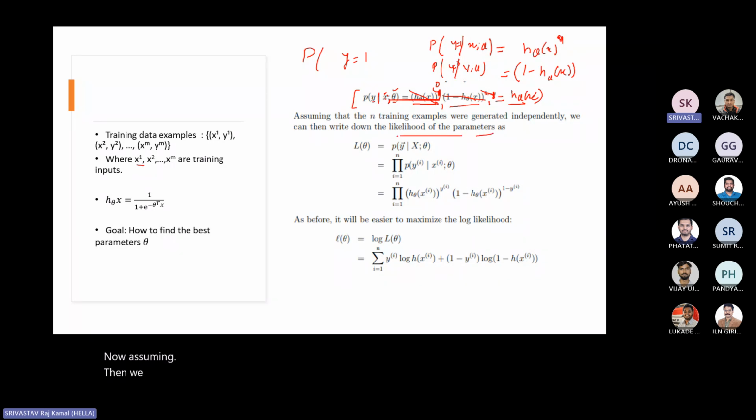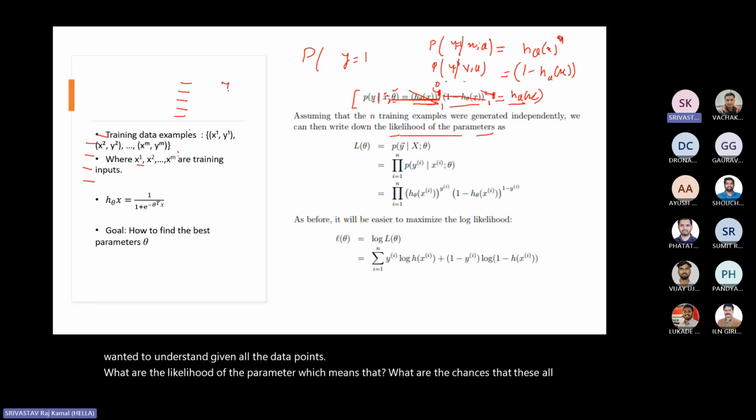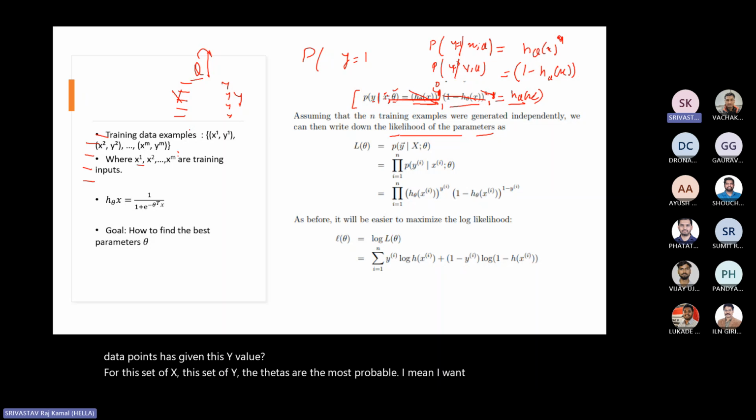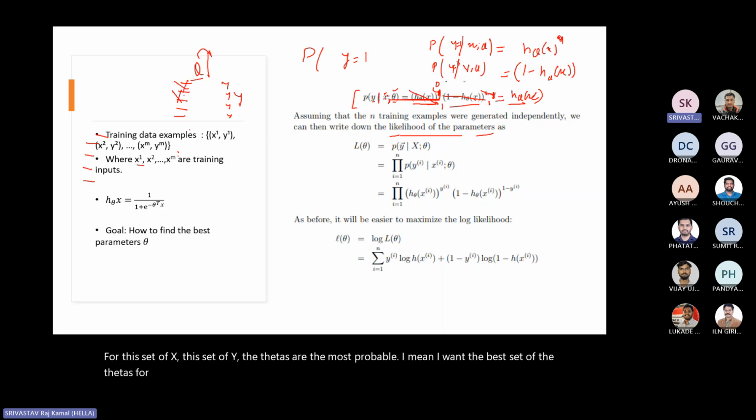So actually what we wanted to understand, given all the data points, is the likelihood of the parameters, which means what are the chances that all these data points have given this y value for this set of x, this set of y, that the thetas are the most probable. I want the best set of thetas for which this combination exists: X, Y, X, Y. I want that theta's likelihood for which this combination exists. So for that, we multiply the probability of all the data points.